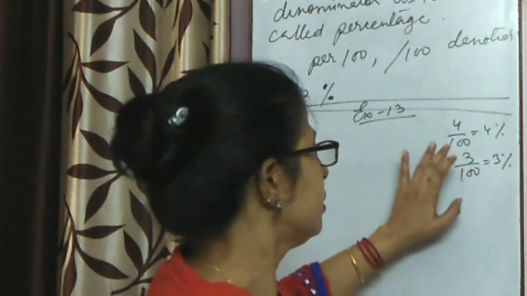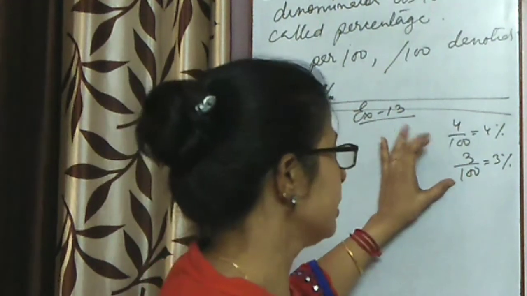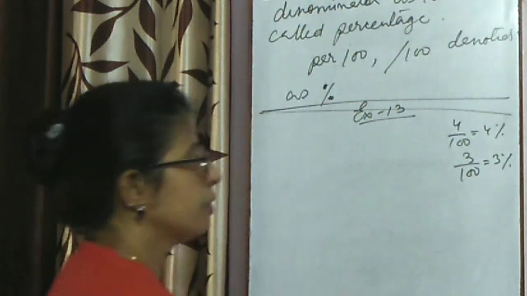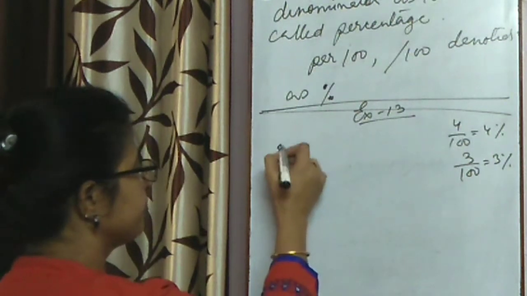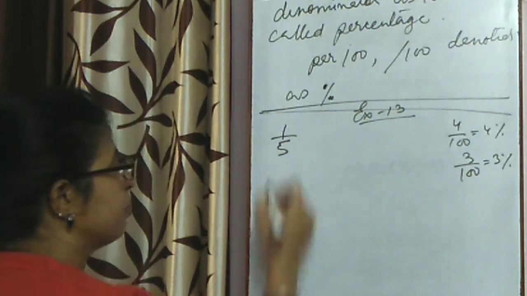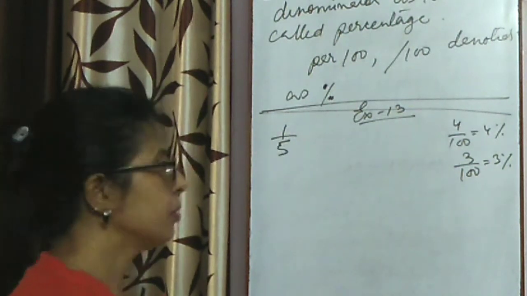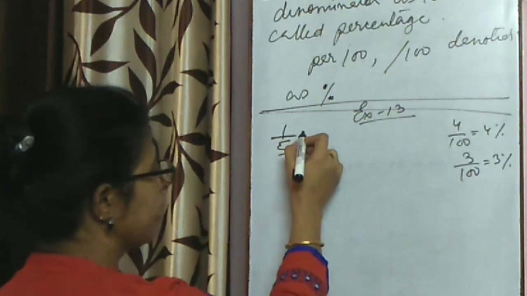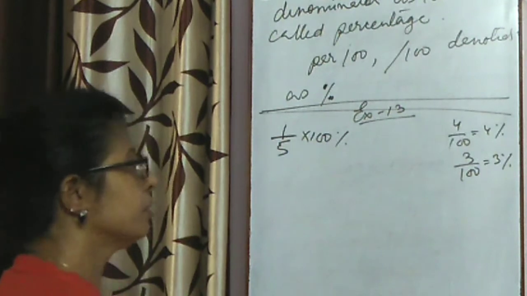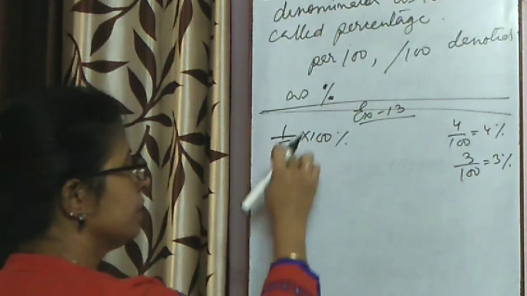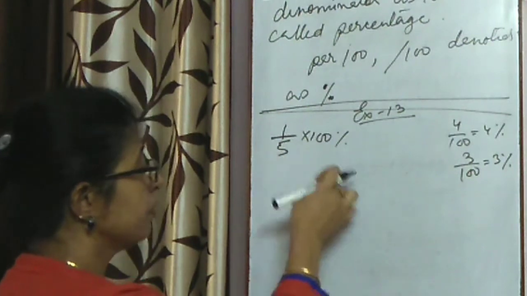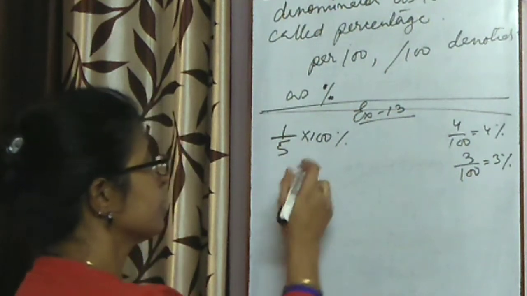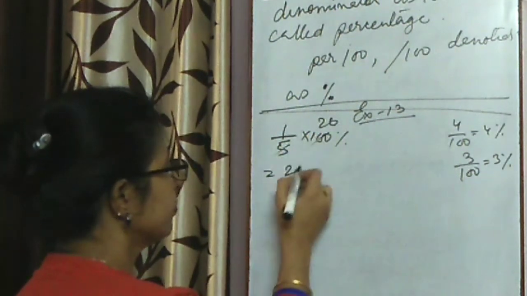It is a common method, like generally what we understand is that if somehow you can make the denominator 100, then it can be converted into percentage. If a number is like 1 by 5 and you need to convert it into percentage, what do we do? Directly we multiply it by 100. It is a method of finding the percentage. The number which is given, directly you multiply by 100, then you will get the required percentage. So here it comes 20%.